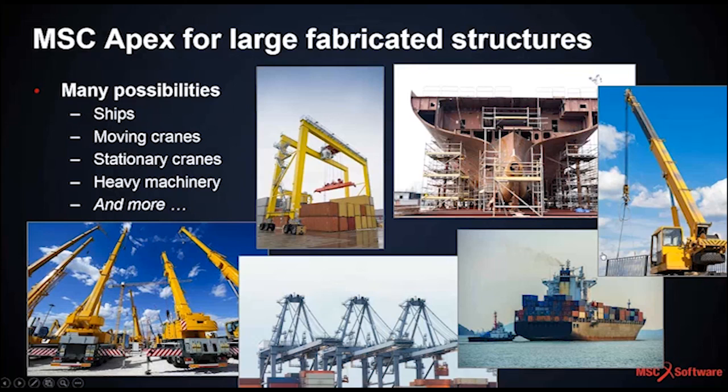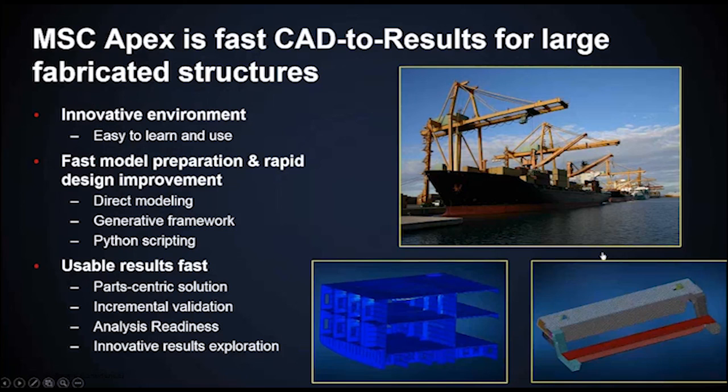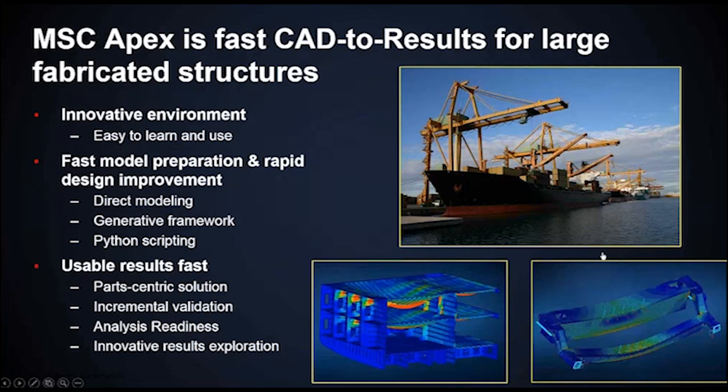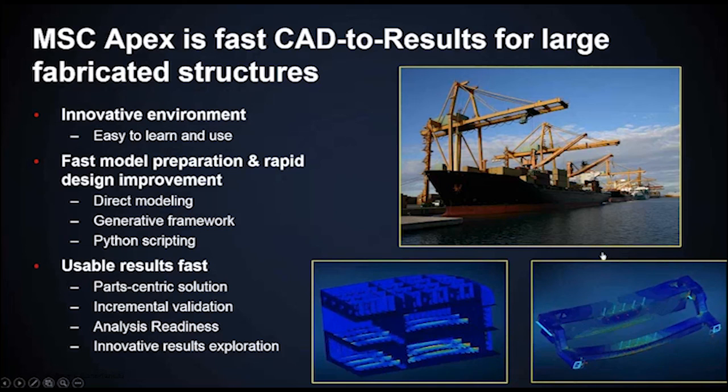So what have we seen today? We have seen MSC Apex applied to the analysis of some large fabricated structures, such as ships or cranes or heavy machinery. And remember we had 4 problems we were trying to address earlier. The too complicated, the too long, the part and assembly agnostic nature of most computer-aided engineering tools today, and also the inability of many of those tools to get us rapid results the first time, and also rapid results from a redesign.